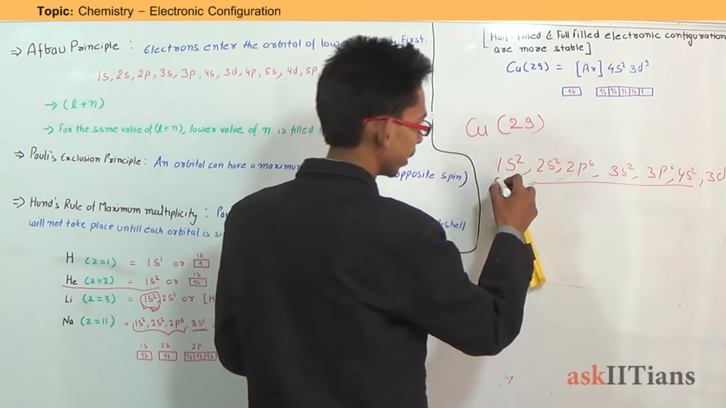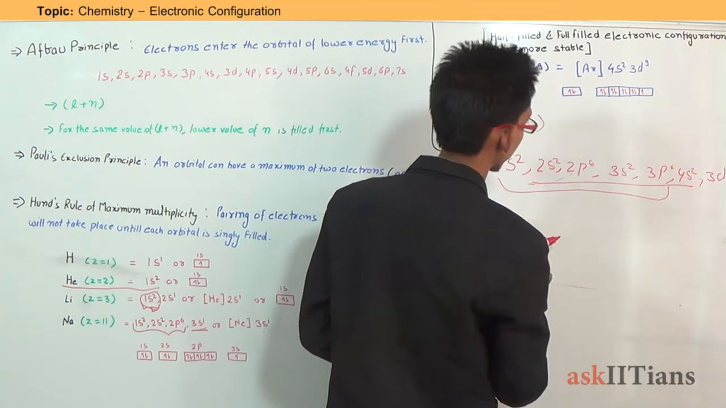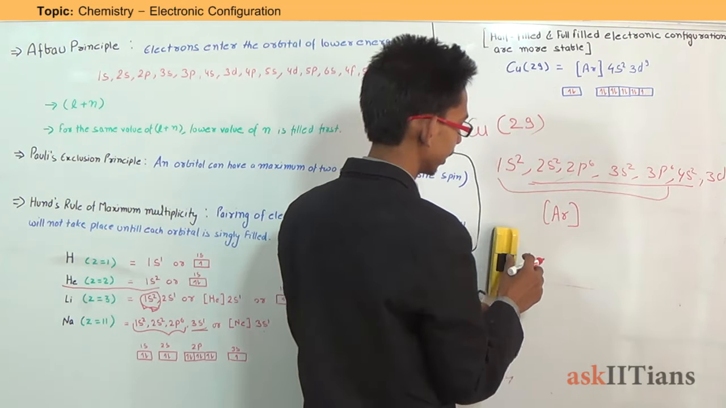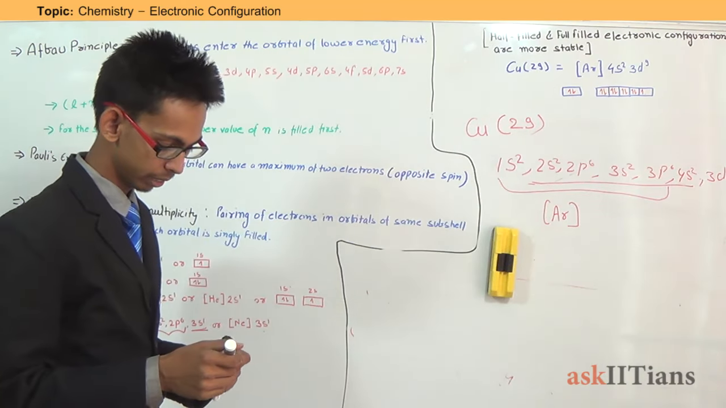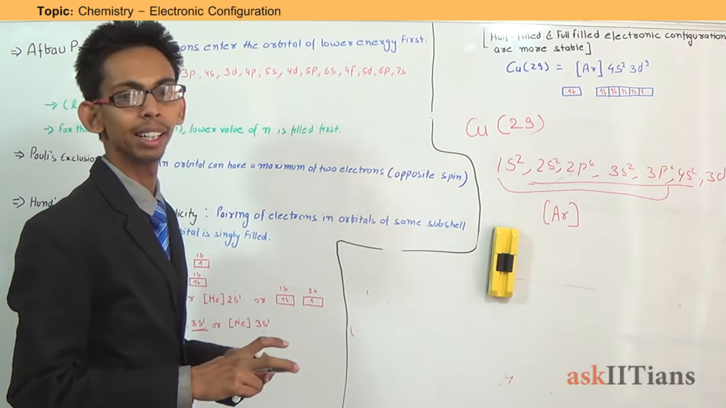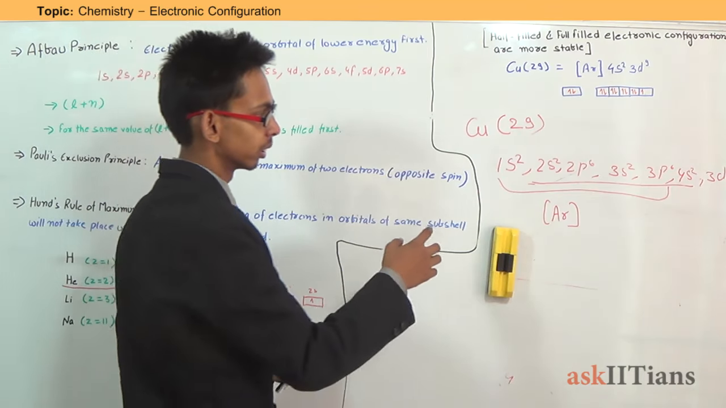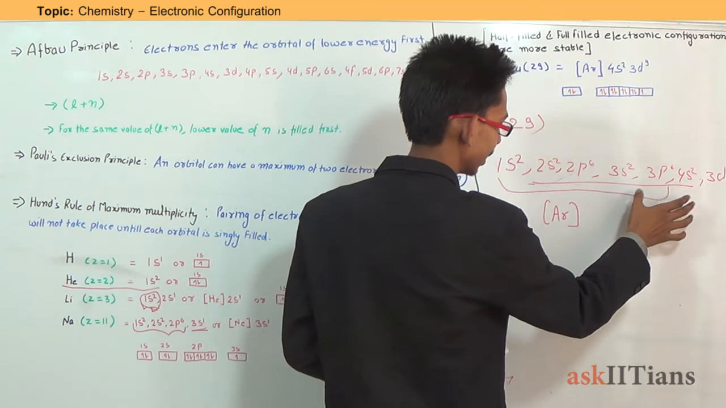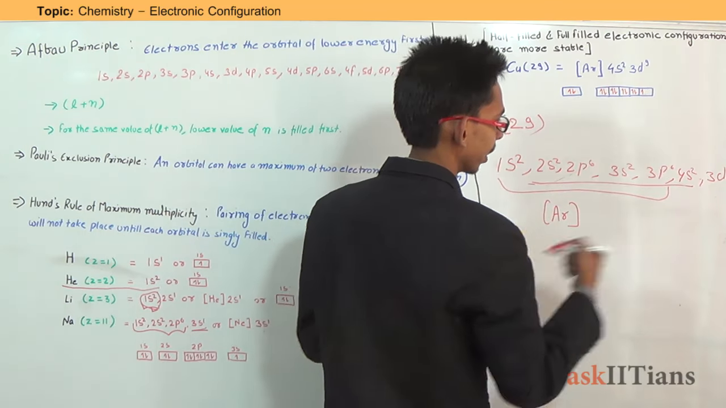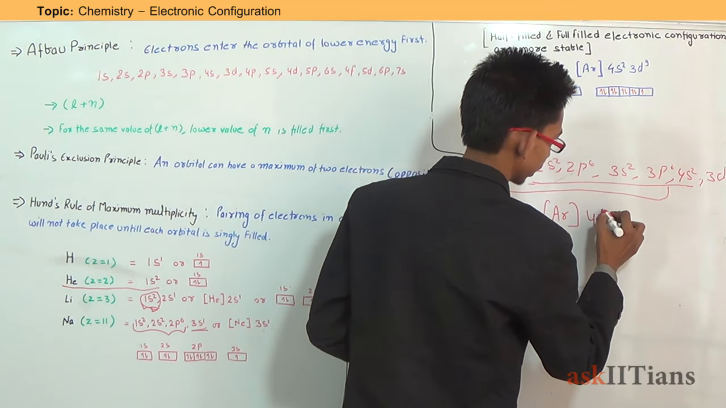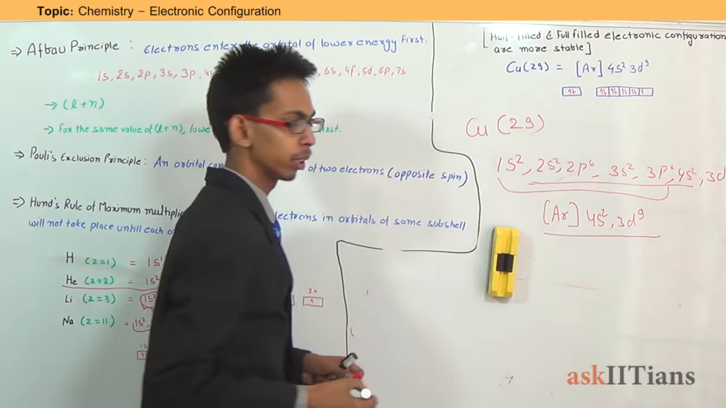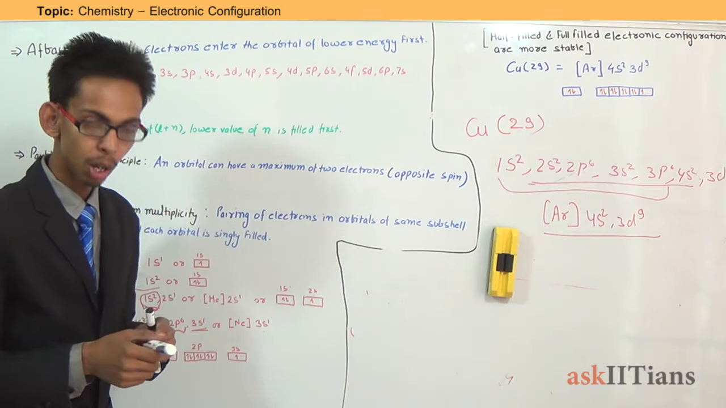We can replace this particular electronic configuration by argon because it is the configuration of argon. Argon is again a noble gas which contains 18 electrons, atomic number is 18. So we can replace this much, 2, 2, 6, 2 and 6, that means 18 electrons, by argon, and we can write the remaining part, 4s2, 3d9. So this should be the electronic configuration of copper.